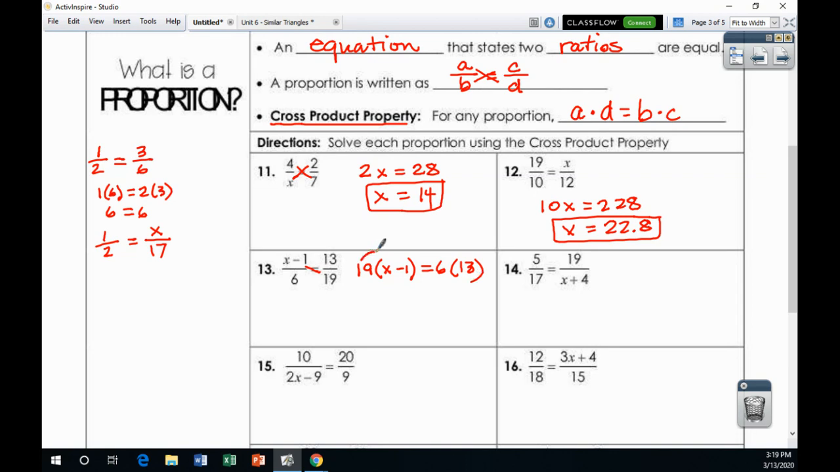Now I'm going to distribute 19 into both of these. So that's going to be 19x minus 19. And then 6 times 13 is 78. Now just solve this like a normal equation. Let's add 19 to both sides. So adding 19 over here, that would be 97. And then dividing by 19, that is 5.1. So these are not designed to come out to be whole number answers, so don't expect them to.